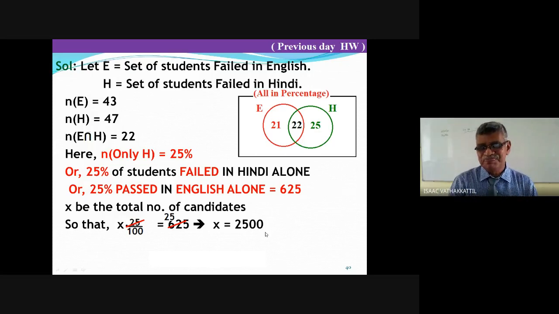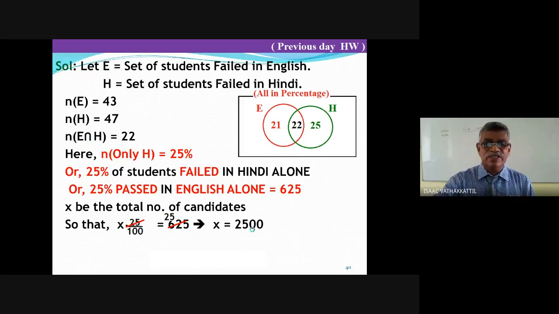Where was the problem? The problem was recognizing that this 25% was the one who failed in Hindi alone. That means out of the two examinations, English and Hindi, this 25% passed in English alone. That 25% is given as 625. Okay, the answer is 2,500.